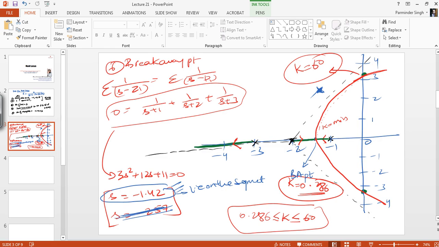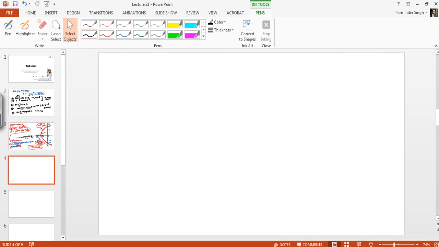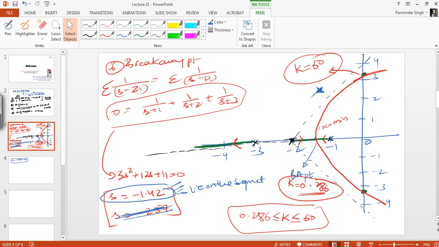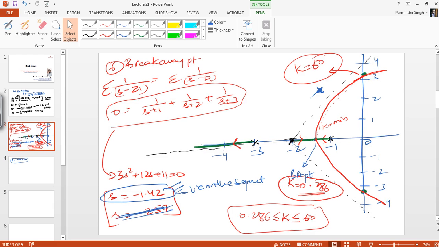Clear? Now moving further, suppose we are given a certain point, s equal to minus 0.75 plus 1.5 i. Now we need to check whether this point really lies on this root locus or not. That is, is this point a part of this root locus?